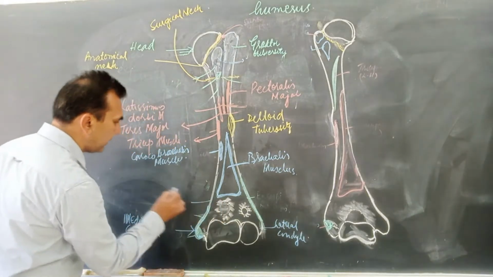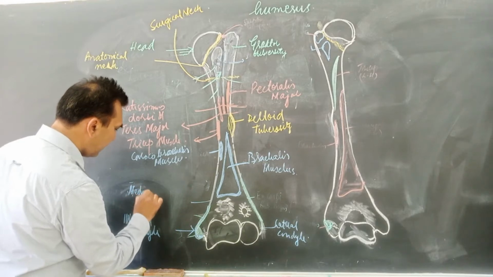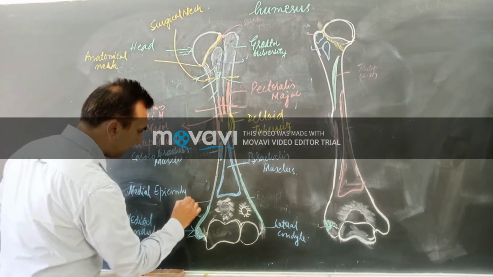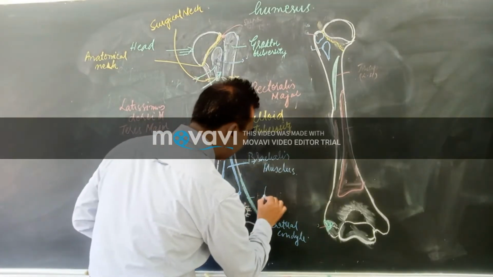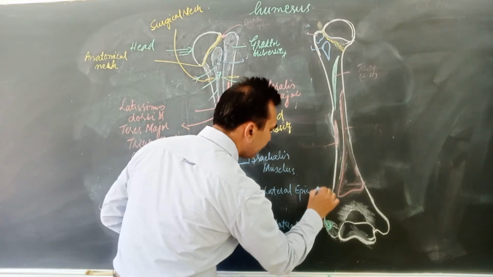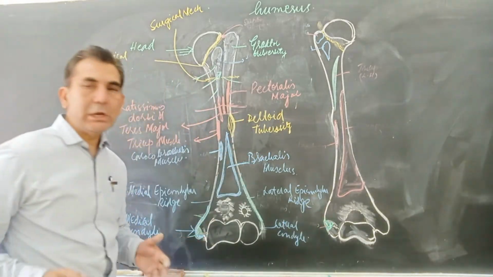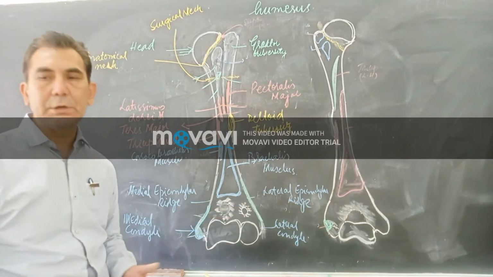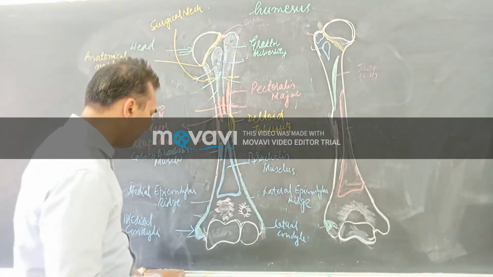If you see, just above the lateral and medial condyle is a ridge over here, and this ridge-like structure is called the medial epicondylar ridge and the lateral epicondylar ridge. The medial epicondylar ridge and lateral epicondylar ridge are for the attachment of different types of muscles.